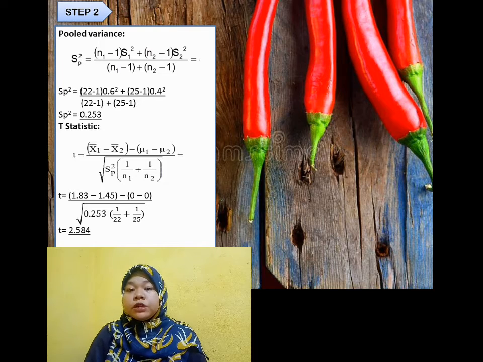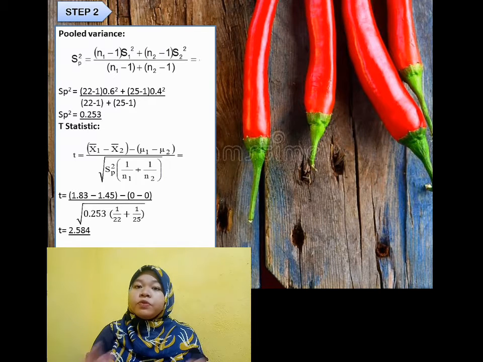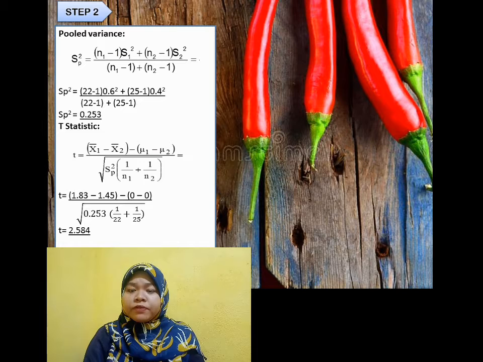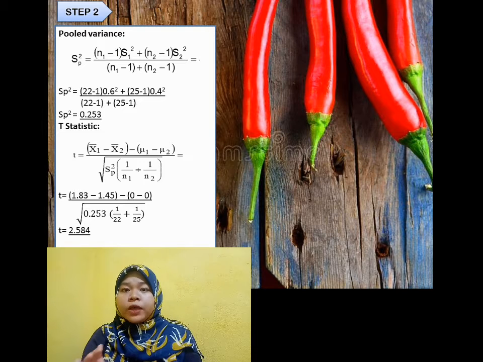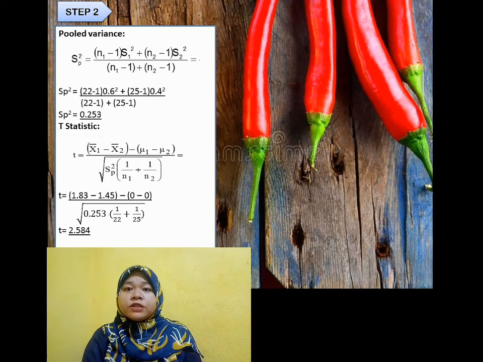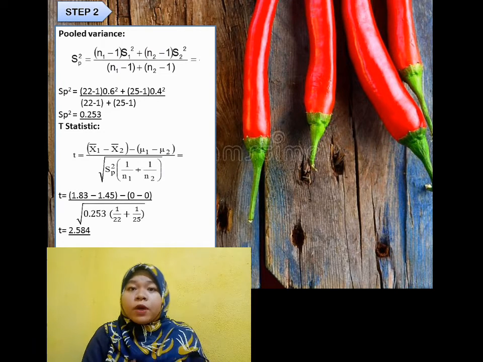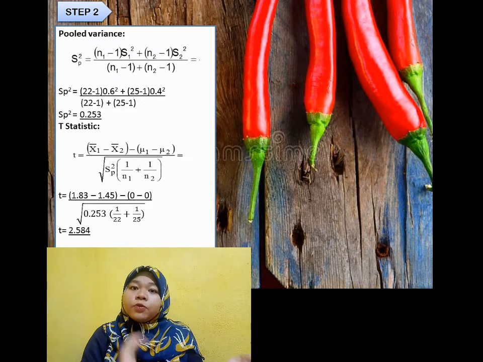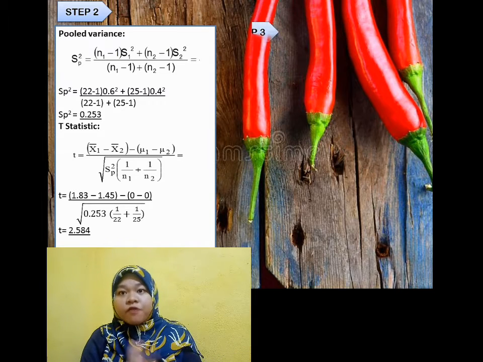After we calculate the pooled variance, we move to the t-statistic. This is the t-statistic formula. So, t is equal to 1.83 minus 1.45 minus 0, divided by the square root of Sp squared, which is 0.253, times (1 over 22 plus 1 over 25). So, the t-statistic is 2.584.